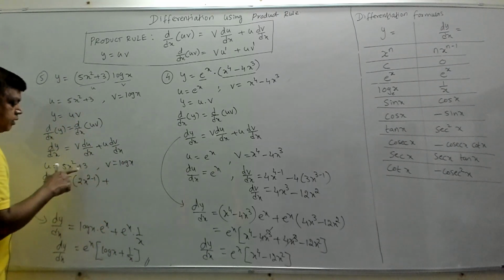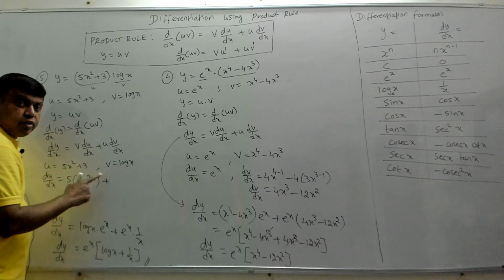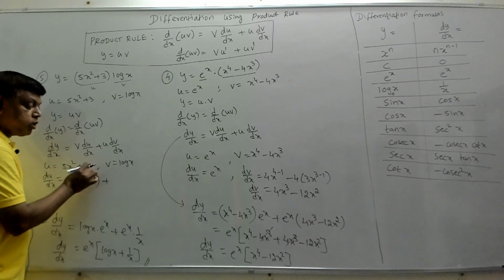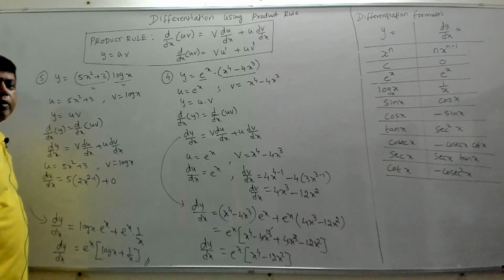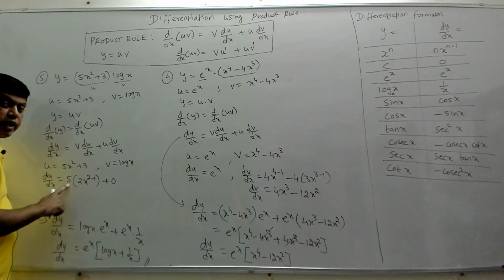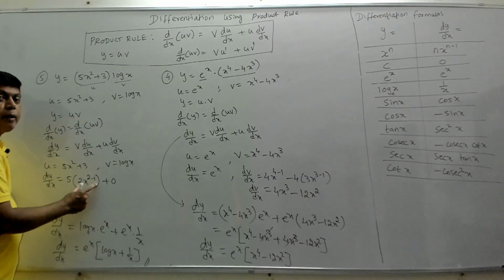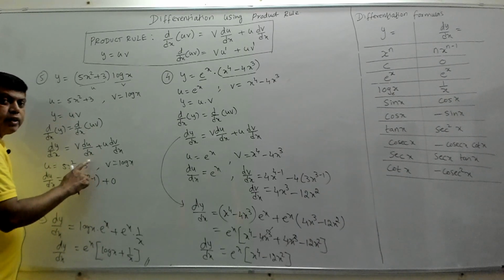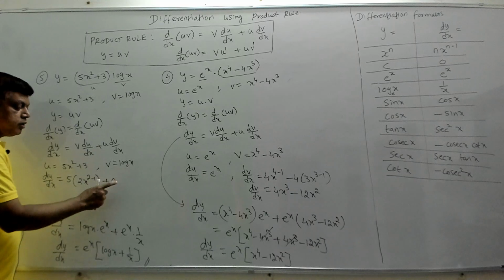Then plus 3. The differentiation of 3 is not 3, because 3 is coming all alone. So when a constant alone comes, differentiation is 0. When the constant comes along with a function, you keep the constant as it is and differentiate the function. If the constant comes alone without any function, only 3 alone in this term, the differentiation is 0.